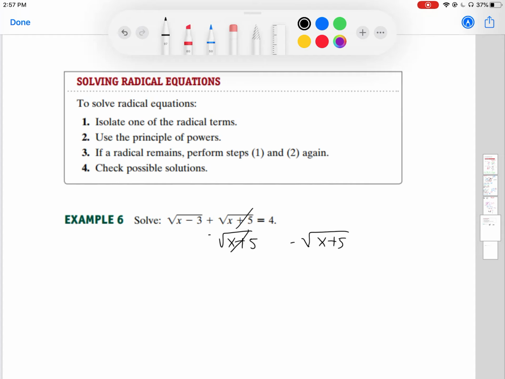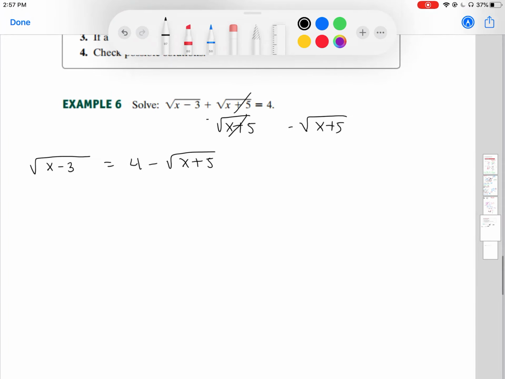What are we left with? We have the square root of x minus 3 is equal to 4 minus the square root of x plus 5. Okay, let's go ahead and square both sides. And we see that this square undoes that square, but this square does not undo that square because it also has to do that square. So it actually squares it.